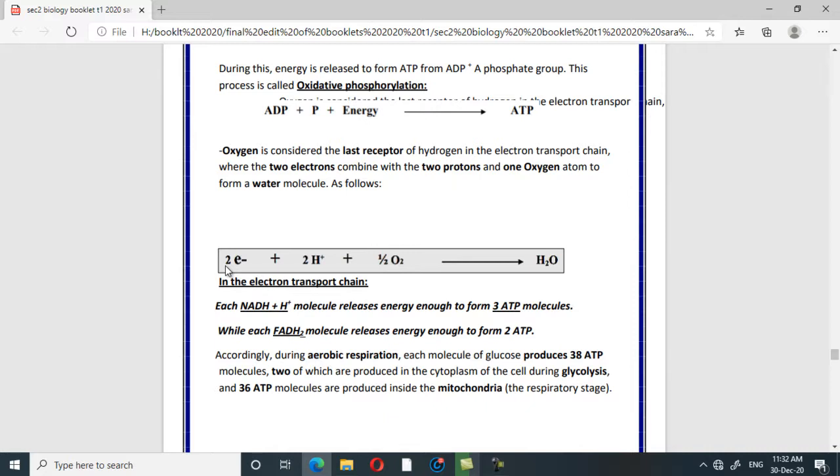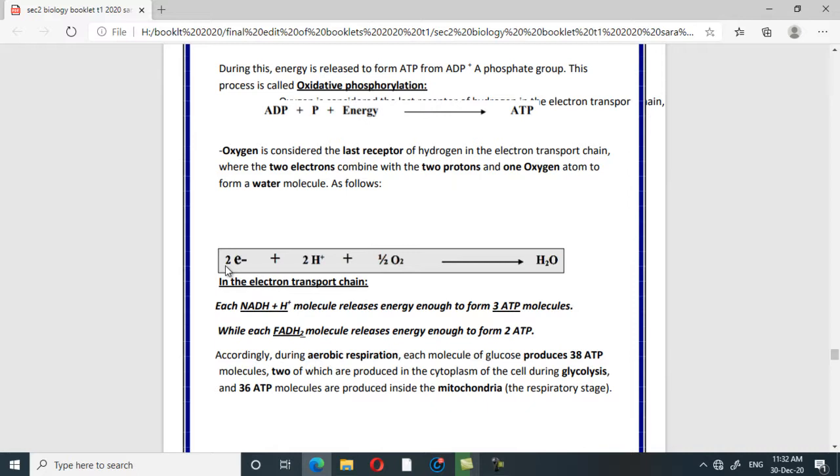So we can consider that each NADH will produce 3 ATP molecules, and each FADH2 molecule has hydrogen that will split into electrons and protons, and these electrons will produce enough energy to form 2 ATPs. So we can also consider that each FADH2 will produce 2 ATP molecules.